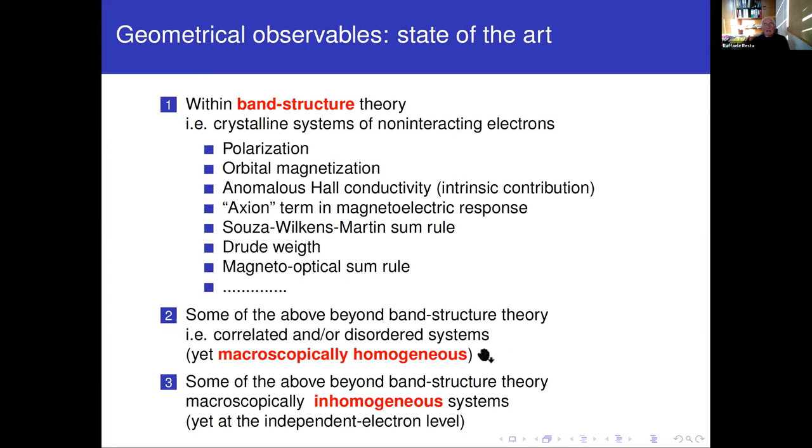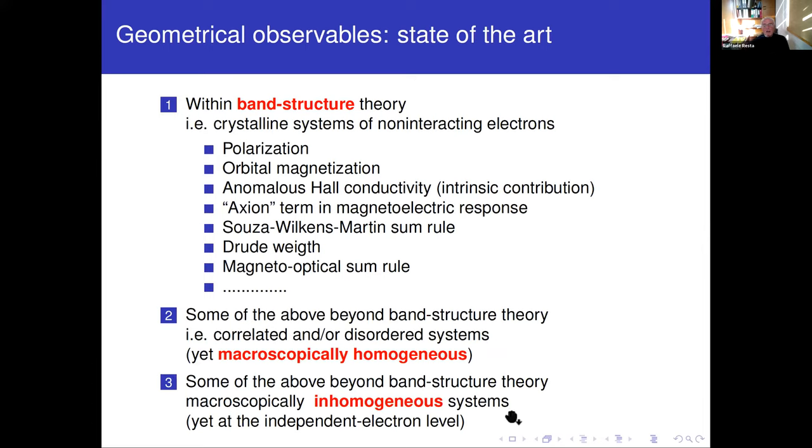But in this case, you focus on systems which are macroscopically homogeneous. I will say nothing of this part, where there have been results in the last almost 30 years, because the theory of polarization, as I said, starts in 92. That means we are 30 years after that. There are results here, and some of them have a definition for both systems.